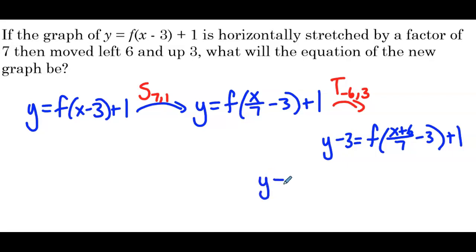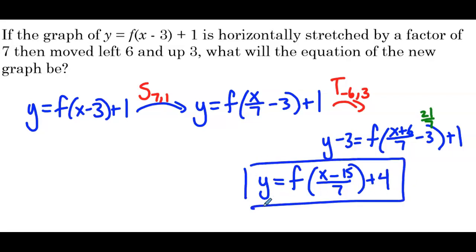So cleaning it up, we can write this as y equals. Now it's kind of weird having a fraction then minus 3. So we can think of 3 as 21 over 7, and we can combine our fractions then. So that's going to be x minus 15 all over 7 plus 4.